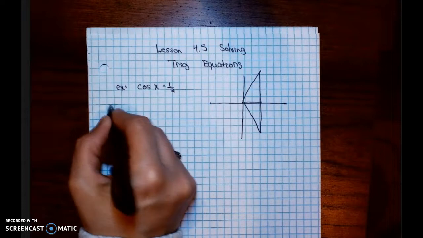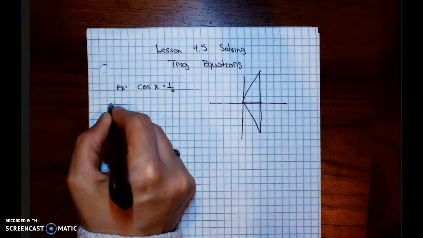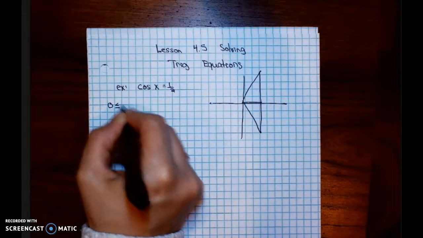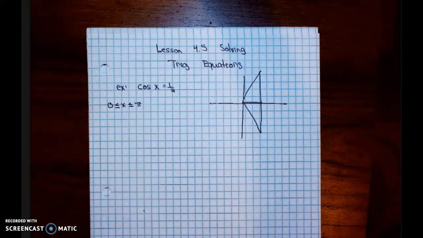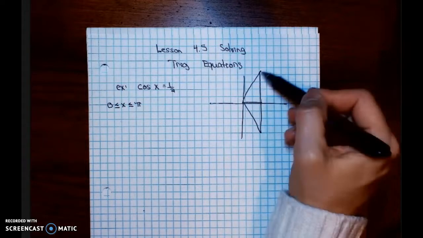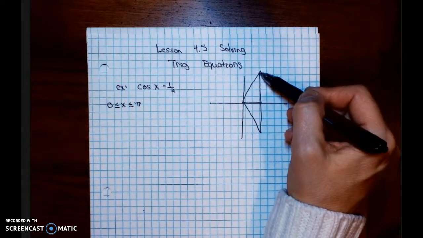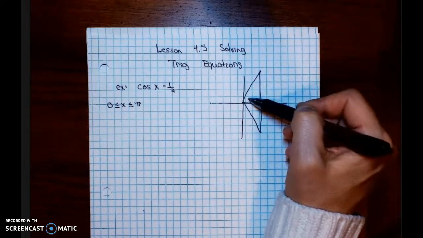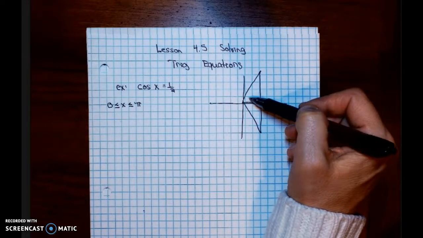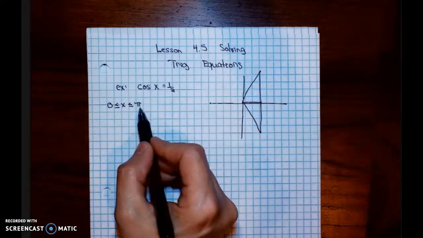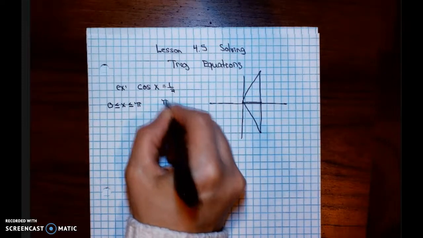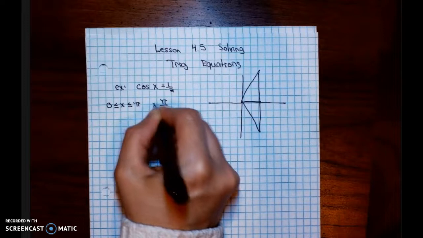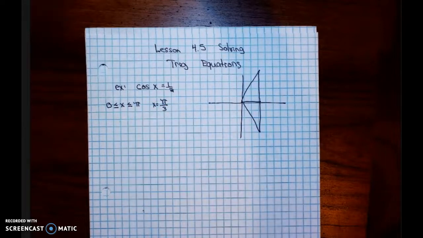They might tell you they want your answers for x to be somewhere between 0 and just plain old pi. If that was the case, the only answer I can put is this solution right here. Notice this angle is the larger angle, which means it's 60 degrees. However, they want that in terms of pi. That 60 degrees is equivalent to pi over 3. And we end up with just x is equal to pi over 3.